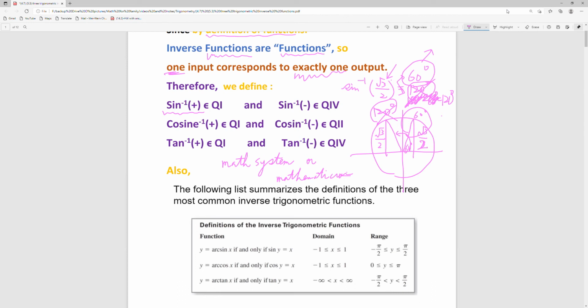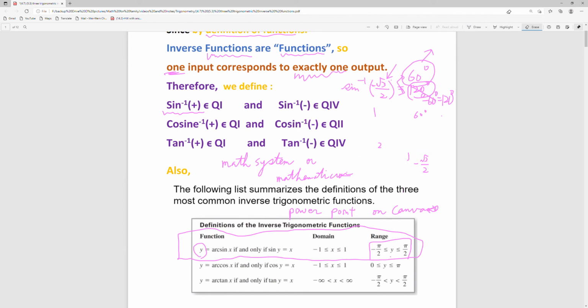And how about if I input a negative? So for a negative, you are going to have a negative angle, right? Say the input is negative square root of 3 over 2. If you check our PowerPoint, I already uploaded the PowerPoint on Canvas. This PowerPoint was from our publisher. And you can find that for the arc sine function we decide all the output is between here. Okay, let me erase all these ugly marks here.